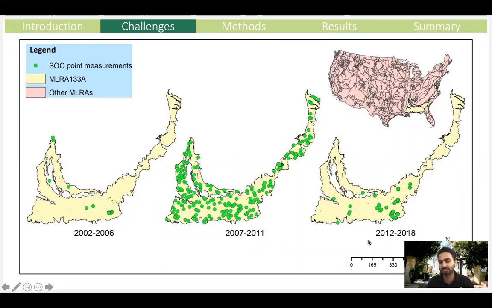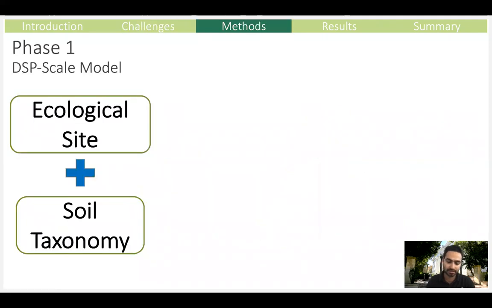So this creates a problem to actually scale carbon stocks for different time periods. To solve this, we came up with a strategy, which we call the DSP scale model. We divided our research into three phases.